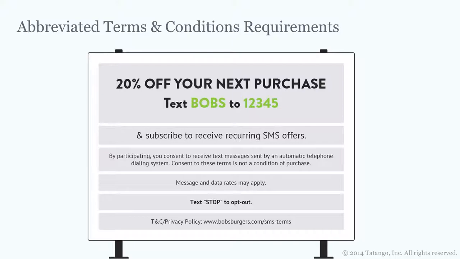Then let's go back to the CTIA requirements. Again, this is the abbreviated terms and conditions requirements, and abbreviated is just because it's not the full thing. We'll go through the full thing eventually, and that'll be on its own website. Message and data rates may apply. Text stop to opt out. Remember we talked about how it needs to be bold. In this advertisement, it is bold. And then the bottom down here, terms and conditions, /privacy policy, and we link to it. That's it. This is a TCPA and CTIA approved advertisement or call to action.